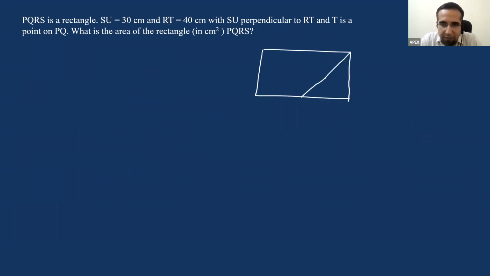So if I talk about this as RT, I'm joining this point also here. Clear? PQRS. And I'm dropping a perpendicular from here on this side, and this becomes SU. Now this part becomes easy because I can say that area of triangle RST is going to be half.